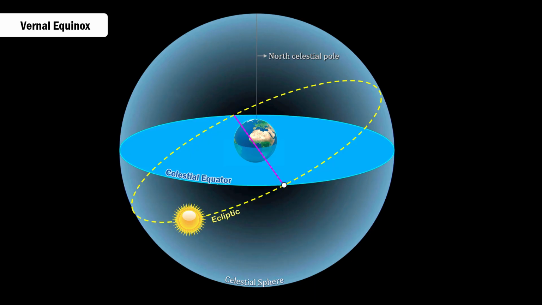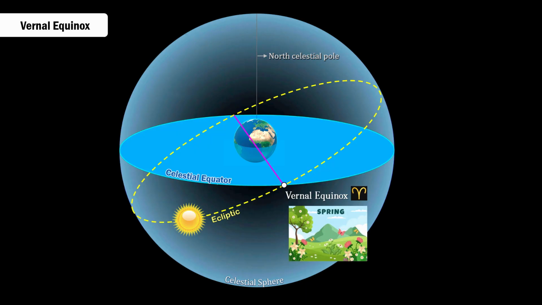One of these is the vernal equinox, also called the first point of Aries. This point denotes a precise moment when the sun moves across the celestial equator from south to north. This takes place once every year during the March equinox and marks the start of spring in the northern hemisphere. And just so you know, vernal comes from Latin, meaning spring.